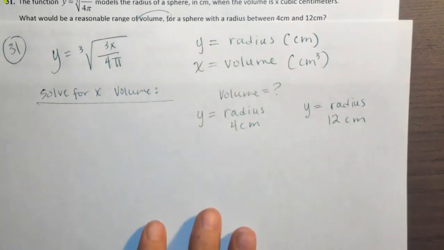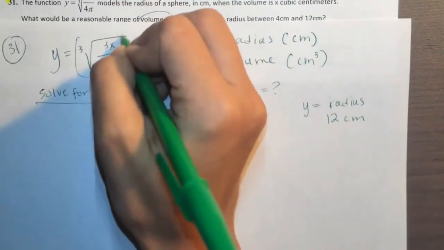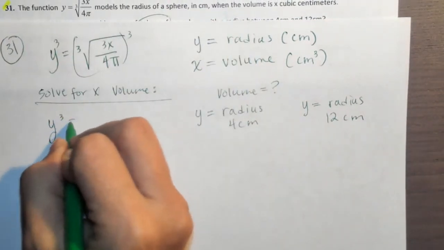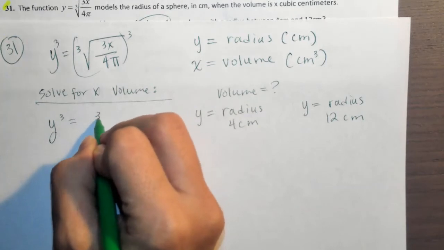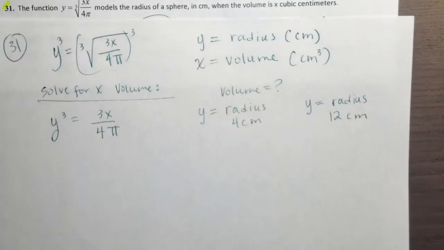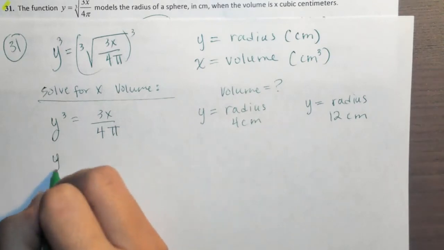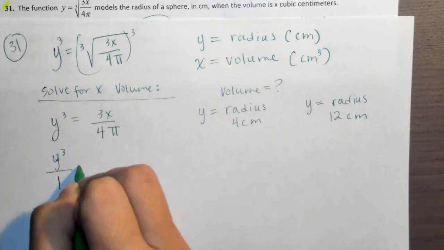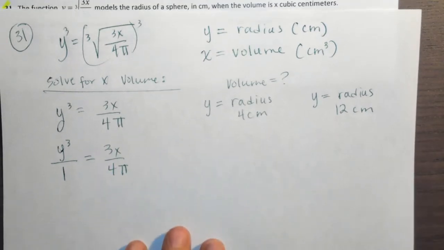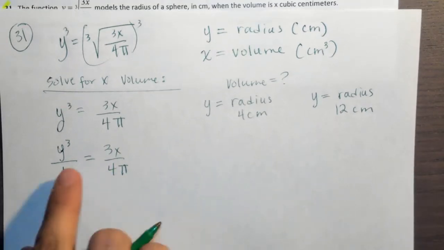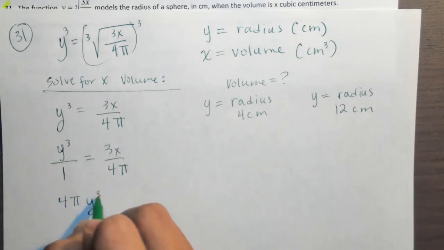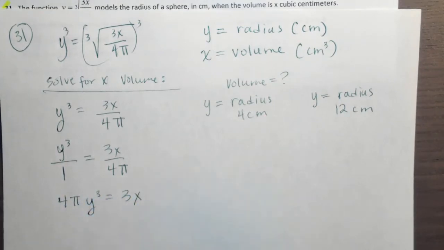So how do you get volume by itself? First thing you're going to do is cube both sides to get rid of the cube root. So y cubed equals 3x over 4 pi. Then what I like to do is rewrite y cubed as y cubed over 1 equals 3x over 4 pi. I'm going to make a fraction equal a fraction, because then I can cross multiply. I have 4 pi y cubed equals 3x.